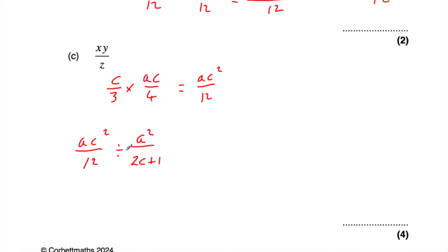So we now want to work this out. So we're going to multiply by the reciprocal of the fraction we're dividing by. So that'll give us ac squared over 12 multiplied by 2c plus 1 over a squared. Okay, so we're now going to work this out.